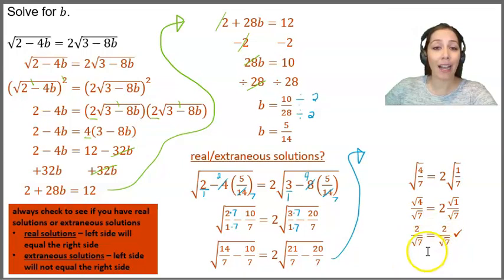And since I can now really visualize this, I can see it now, I know, therefore, b equals 5 over 14 is a real solution. So this is the answer to my problem.